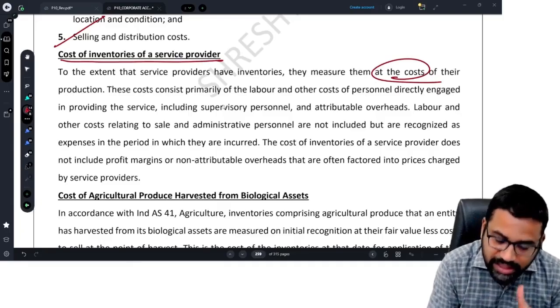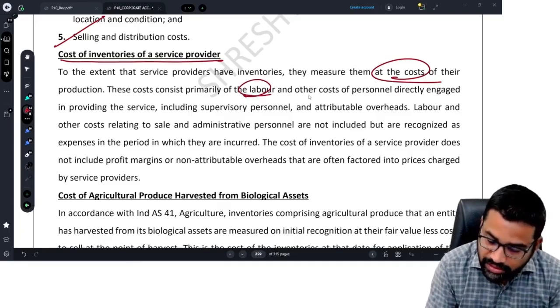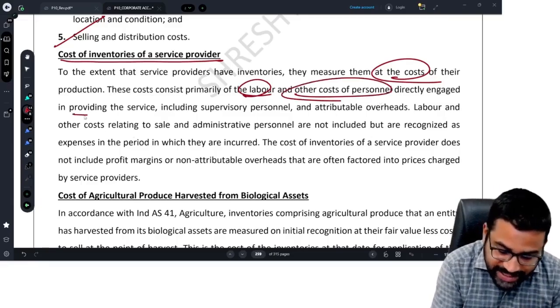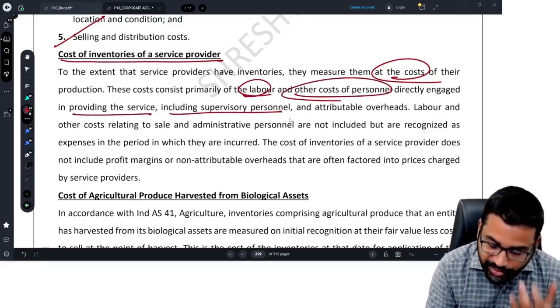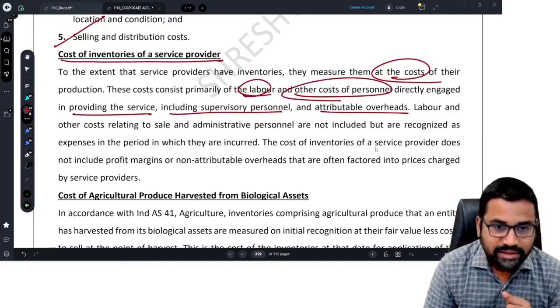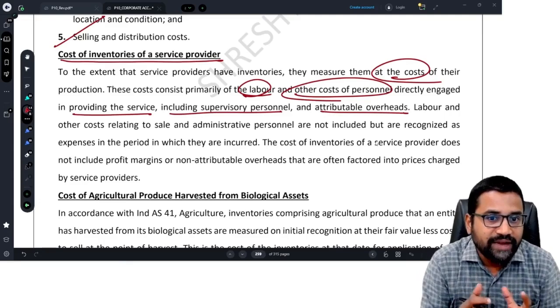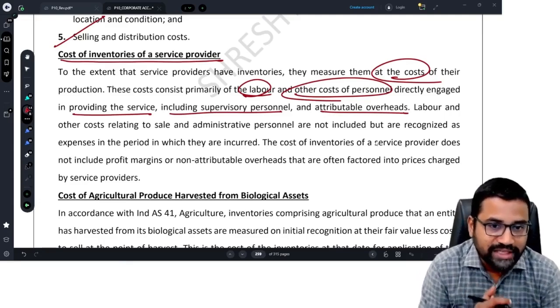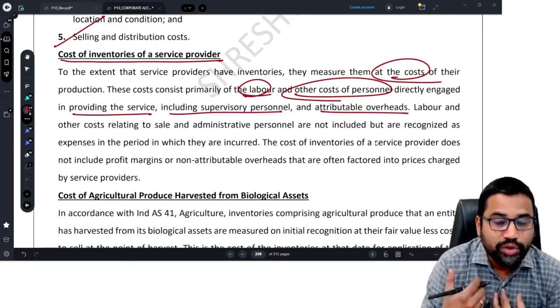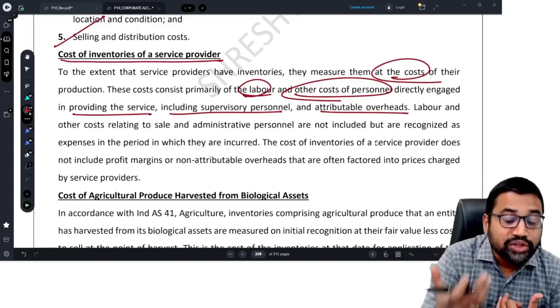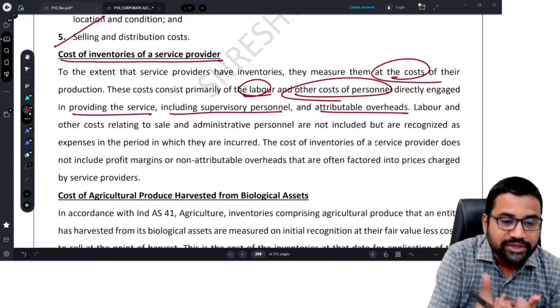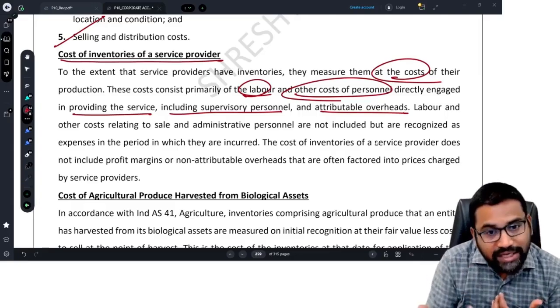These costs primarily consist of what we have discussed: labor and other costs of personnel directly engaged in providing the service, including supervisory personnel, and attributable overheads. See, if I am a service provider, it is not like I have a factory where I am incurring some overheads. Suppose I am a service provider, what overheads are there for me? I have to take those overheads, variable overheads, fixed overheads. So like that, I have to take.